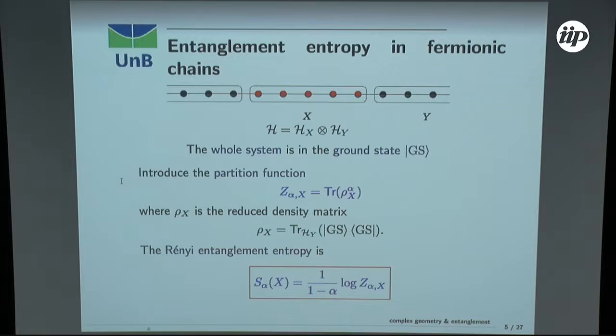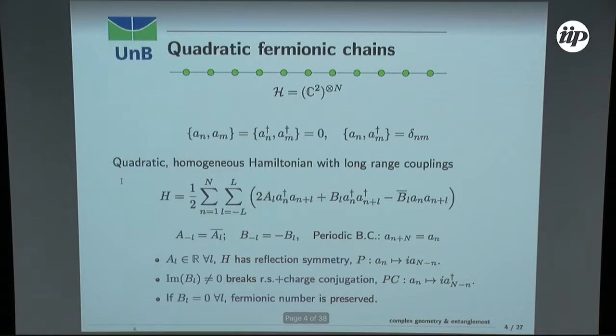Now I can then form this partition function, the trace of this reduced density matrix to some power. This is a Renyi partition function. If I take the log of this partition function, I get the Renyi entanglement entropy. When alpha goes to 1, it's a singular limit, I get the von Neumann entropy. But from the point of view of computation, this Renyi is easier to compute, and then in the end, I take this limit to 1. So this is what I will compute for this class of systems.